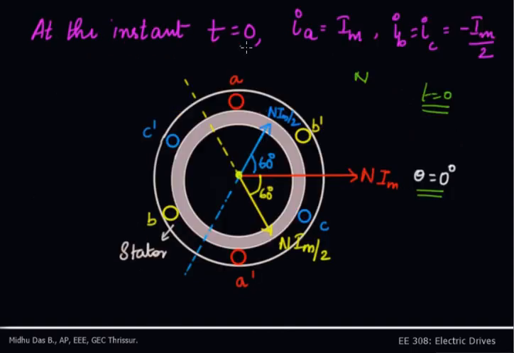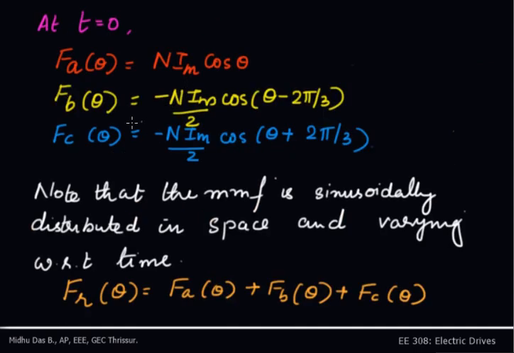Now, if you take the resultant of this Nim by 2, what is this component? Not resultant, a component. This will be Nim by 2 cos 60, and this will also give you Nim by 2 cos 60 along this theta equal to 0 direction. Okay, so this is the expression for Fa, Fb and Fc at t equal to 0. At t equal to 0, Ia is Im. Here Ib is minus Im by 2 and Ic is minus Im by 2.